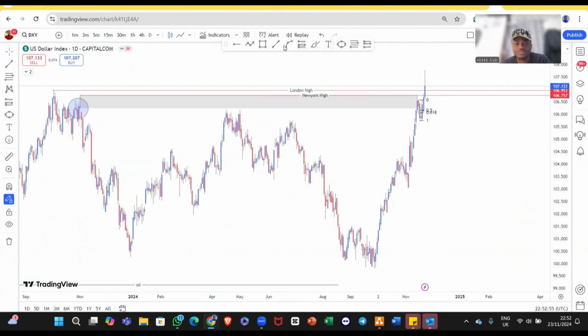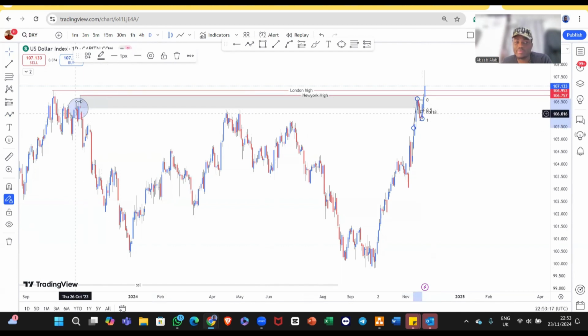When price got to the zone, it started rejecting. So my conviction was that DXY is becoming weaker, which means USD is gonna become weak.